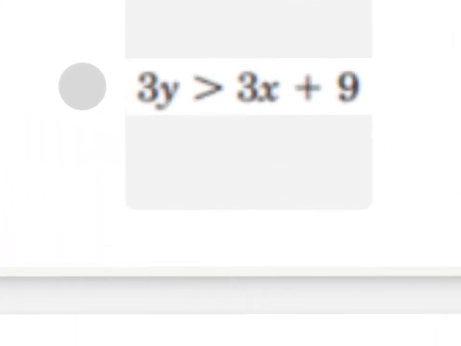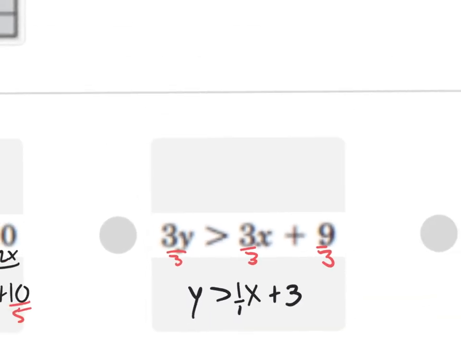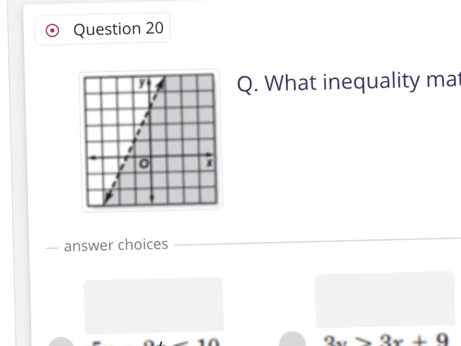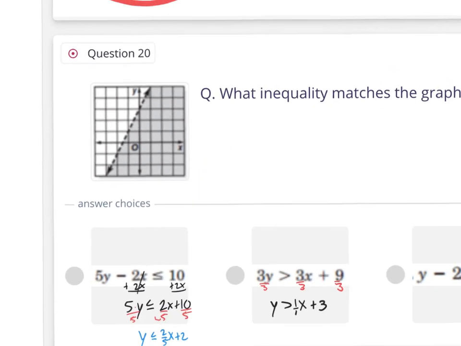Let's take a look at this one. Let's get the y by itself. So let's divide by 3. We will have y is greater than, 3 divided by 3 is 1, x. You could put a 1, or you could even put a 1 over 1 if you want, plus 9 divided by 3 is 3. This one crosses at 3, and it does go up 1 over 1. Let's see if that's the case. It does cross at 3, but it doesn't go up 1 over 1. So that one's definitely not it either.